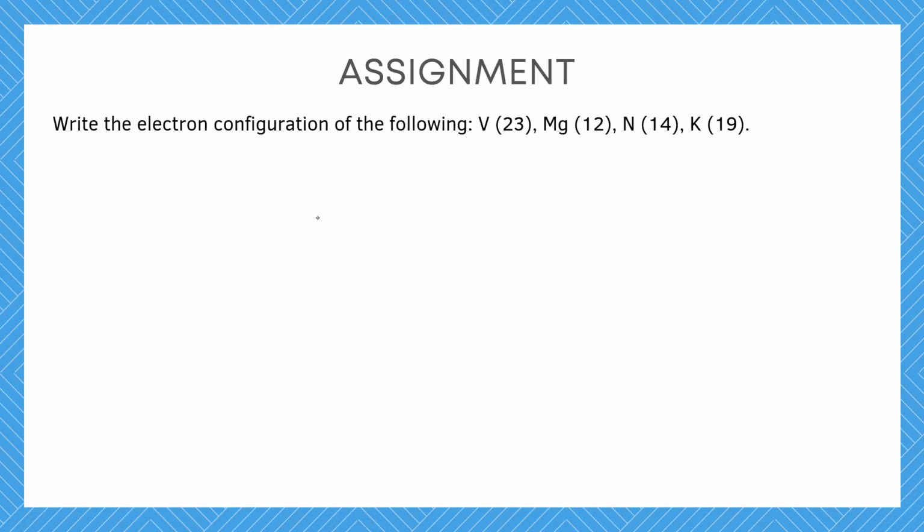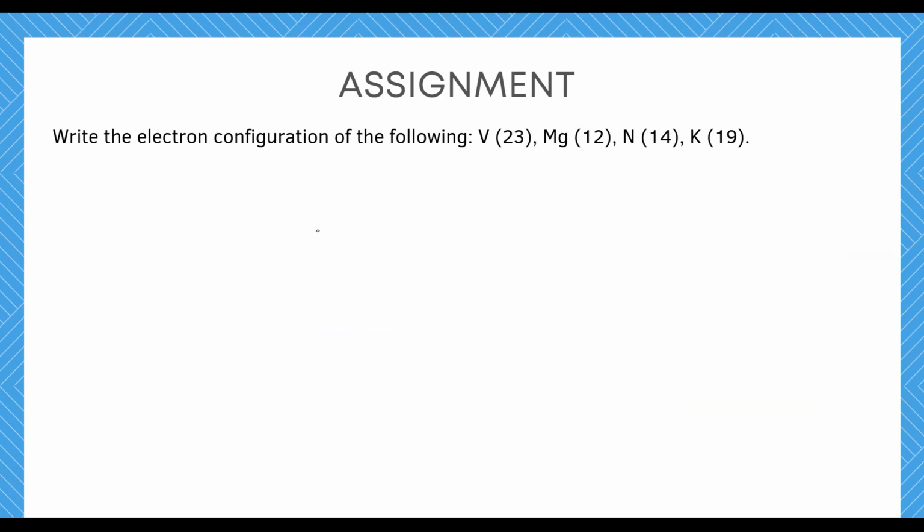Yes. So here are your assignments. Can you read what is on the screen? Yes, sir. Okay, go ahead. Write the electron configuration of the following. The first one is the letter V. V stands for the element that is called vanadium. The number of electrons that we have is what? 23. Good.